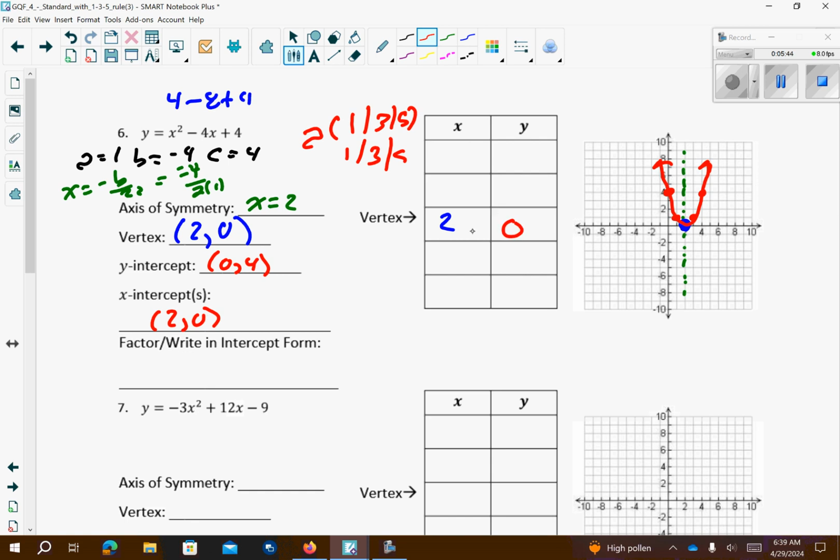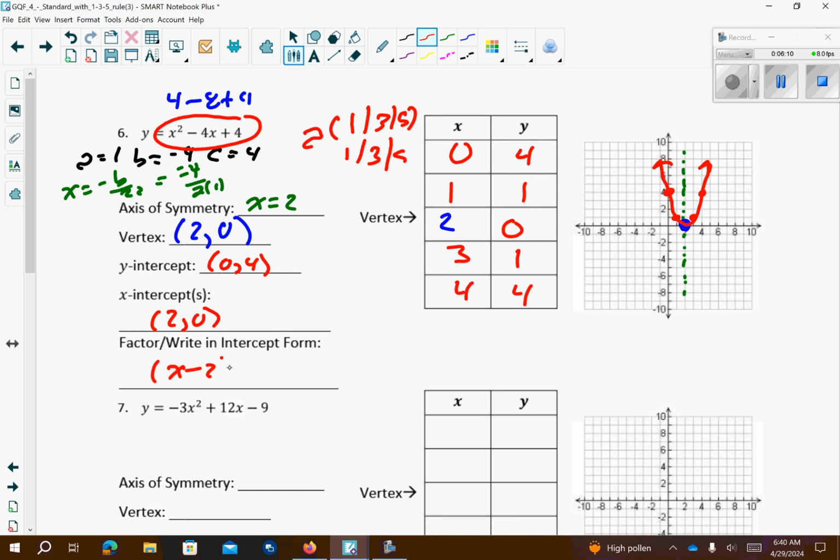So we got 2 comma 0, 1 comma 1, 0 comma 4, 3 comma 1, 4 comma 4. And then if we wanted to write this in intercept form, if we factored that, what two numbers multiply together to give me positive 4, add together to give me negative 4.